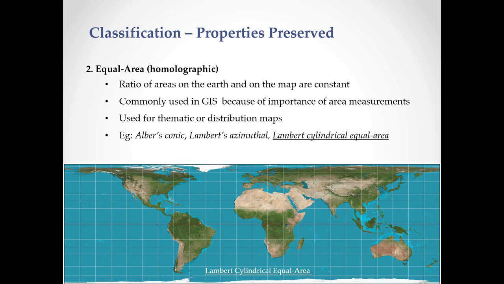Second one, equal area or homolographic projection. The ratio of areas on the earth and on the map is constant. Commonly used in GIS because of the importance of area measurements. Used for thematic or distribution maps. For example, Albers conic, Lambert's azimuthal, Lambert's cylindrical equal area.